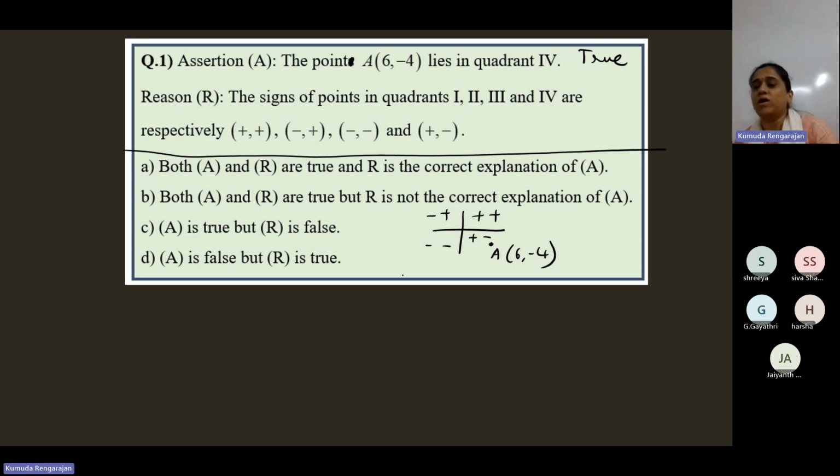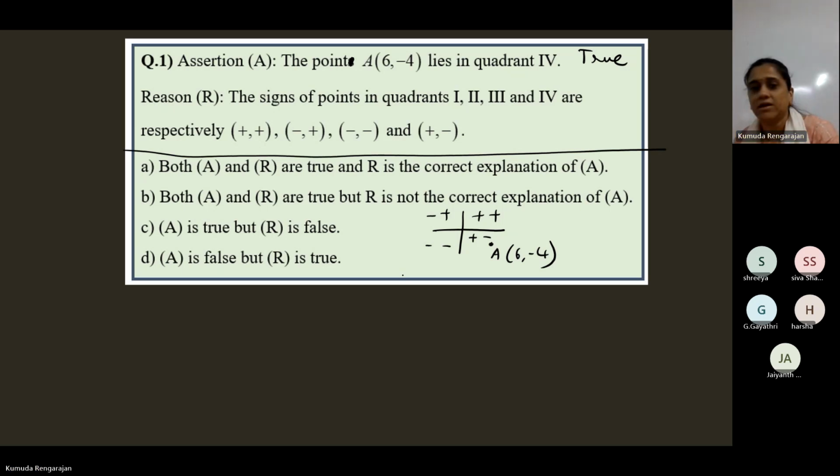Correct. Now, what is in the assertion statement? That the point (6, -4) lies in the fourth quadrant. Okay, and how do you identify that? Based on the signs. Plus, minus, so fourth quadrant.